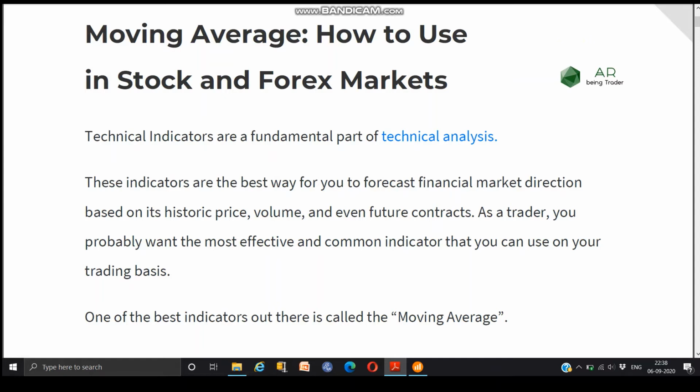Now we know that it's also a technical indicator. Let us see how moving averages will forecast. This will forecast the financial market direction based on its historic price and volume. Actually, based on the historic price and volume, especially the close price.